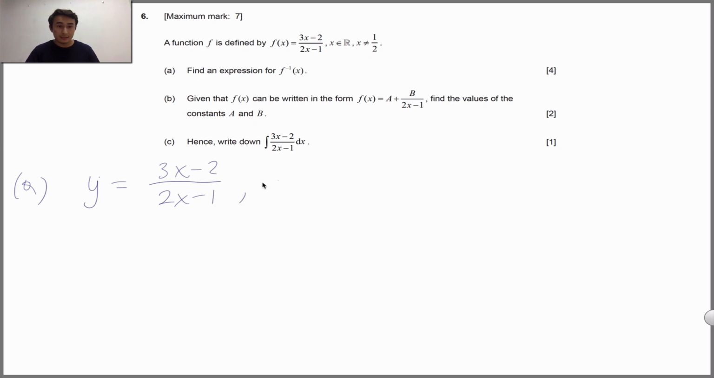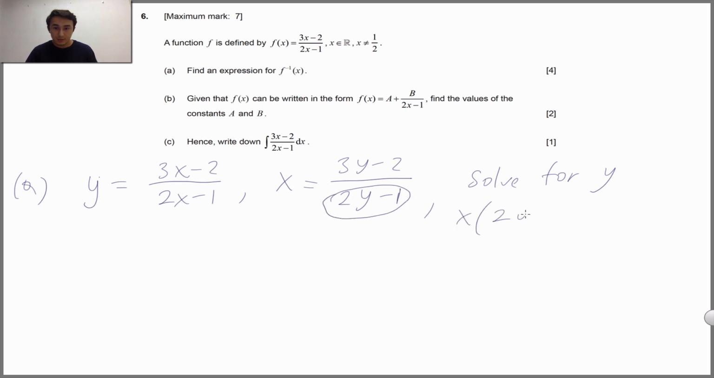The second step is to interchange the values of y and x, basically change the letters. So y becomes x and then is equal to, now this 3x minus 2 becomes 3y minus 2, over 2y minus 1. There we go. And the third step is to solve for y. This equation, we need to solve for y. Let's multiply both sides by this number. What happens is x times (2y minus 1) is equal to 3y minus 2.